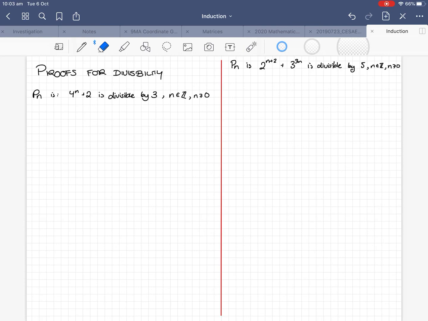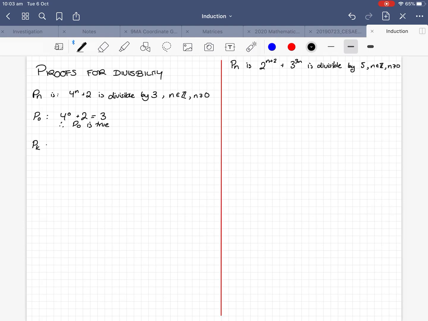The first one we're going to look at is to prove that 4 to the power of n plus 2 is divisible by 3, where n is a non-negative integer. So let's get into it. First thing we always do is talk about the first value, that is when n is 0 here. So p0 gives us 4 to the power of 0 plus 2. That is equal to 3, which is divisible by 3. Therefore, p0 is true.